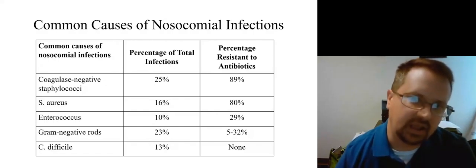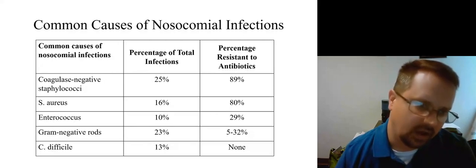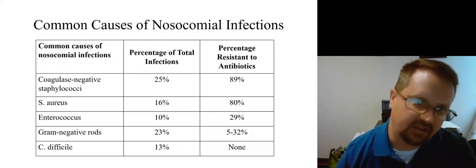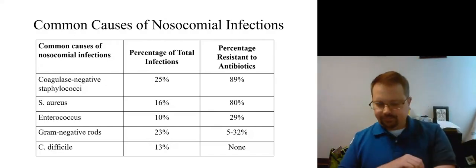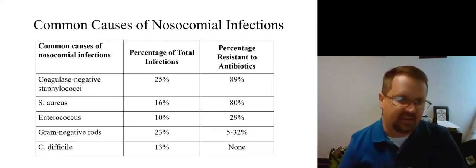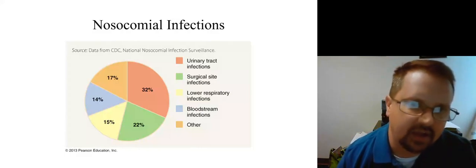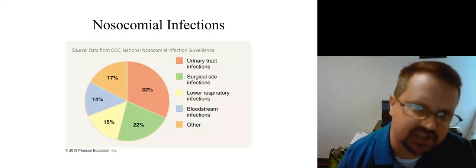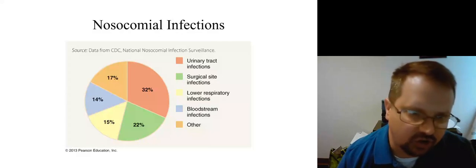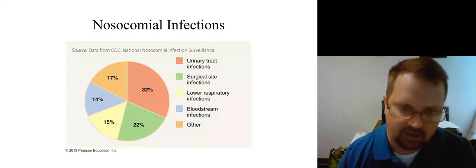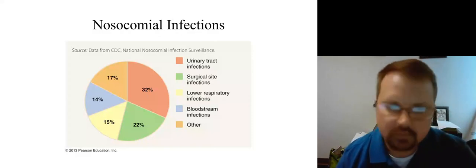It just depends, highly variable. We don't know of any here with C. difficile, but C. diff is very hard to treat. 13% of total infections is C. diff. So coagulase negative staphylococcus is a big one. Okay, we'll see a lot of them are urinary tract infections. Next, we have surgical sites. Then we have some other things like respiratory and bloodstream infections. And then we just have other, the second most.